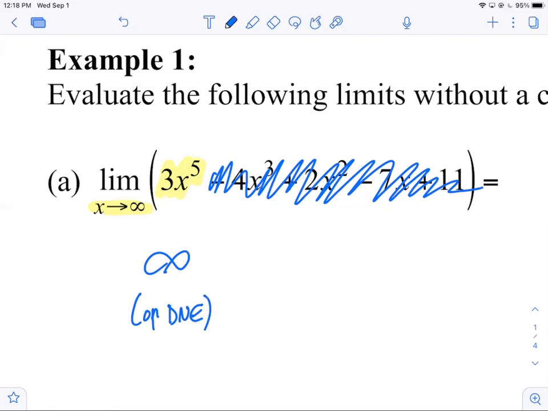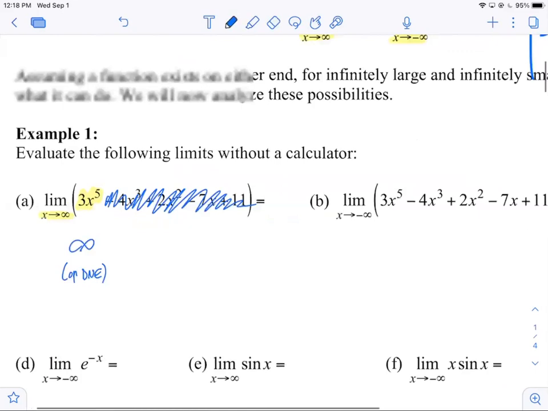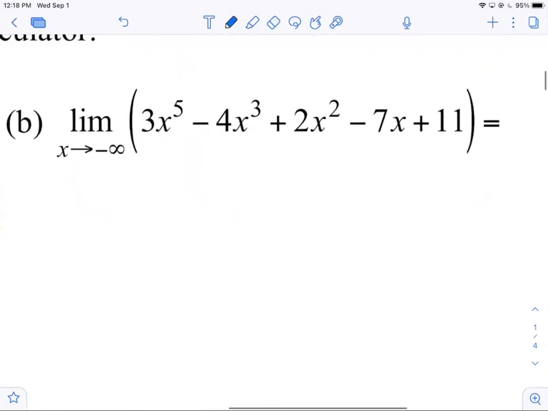So what would the limit be on the same function as we approach negative infinity? Also DNE, right? What would be a better answer? Negative infinity. Good. Because again, if you plug a negative number into that, because it's an odd power, a negative number to the 5th is negative, times 3 is negative. So these have opposite end behaviors.